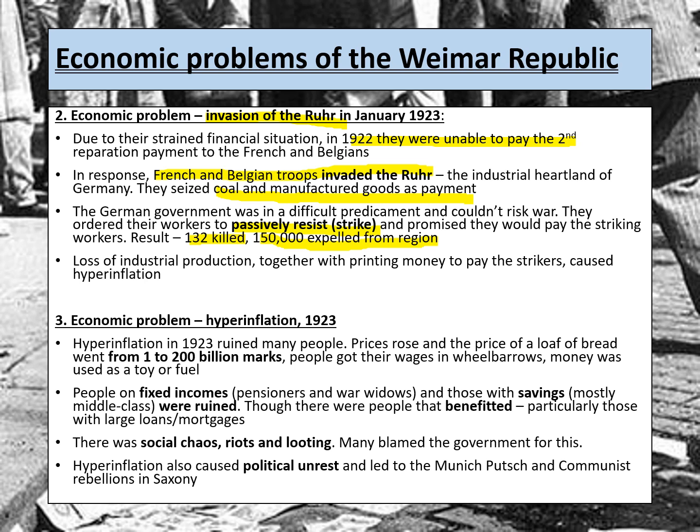So what we can then see is that this becomes an economic issue because there was, of course, a huge loss of industrial production for the German people. Any industry that was being produced was actually being sent off to France and Belgium, and the French and Belgian troops and workers were doing all of this themselves. And on top of this, the government was printing more money to pay the striking workers, which of course caused hyperinflation, because the more money that they printed off, the more worthless the money became. And that leads me on to my third economic issue, which was hyperinflation from 1923.